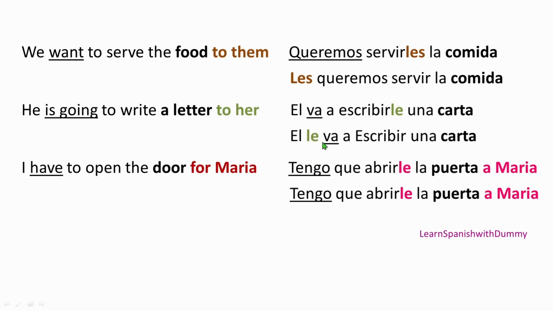Now again we put le in front of the verb. It means he to her is going to write a letter. The last one we have is I have to open the door for Maria. It means tengo que abrirle la puerta a Maria. Tengo que abrir is open, the second verb, so le we have attached here. Tengo que abrirle la puerta a Maria. Or you can say le tengo que abrir la puerta a Maria.